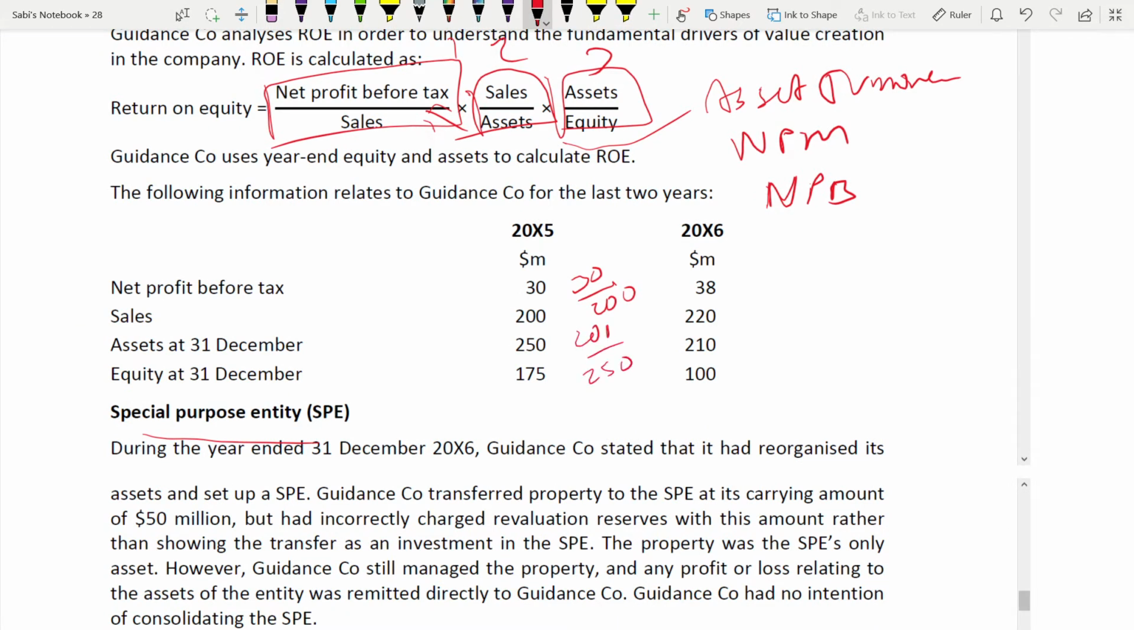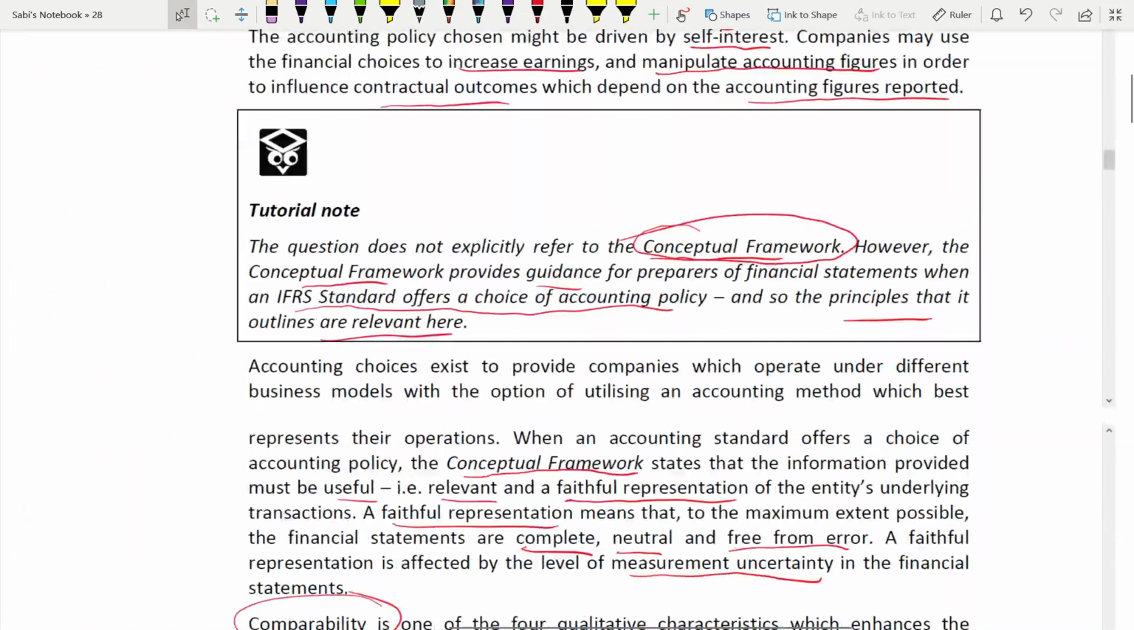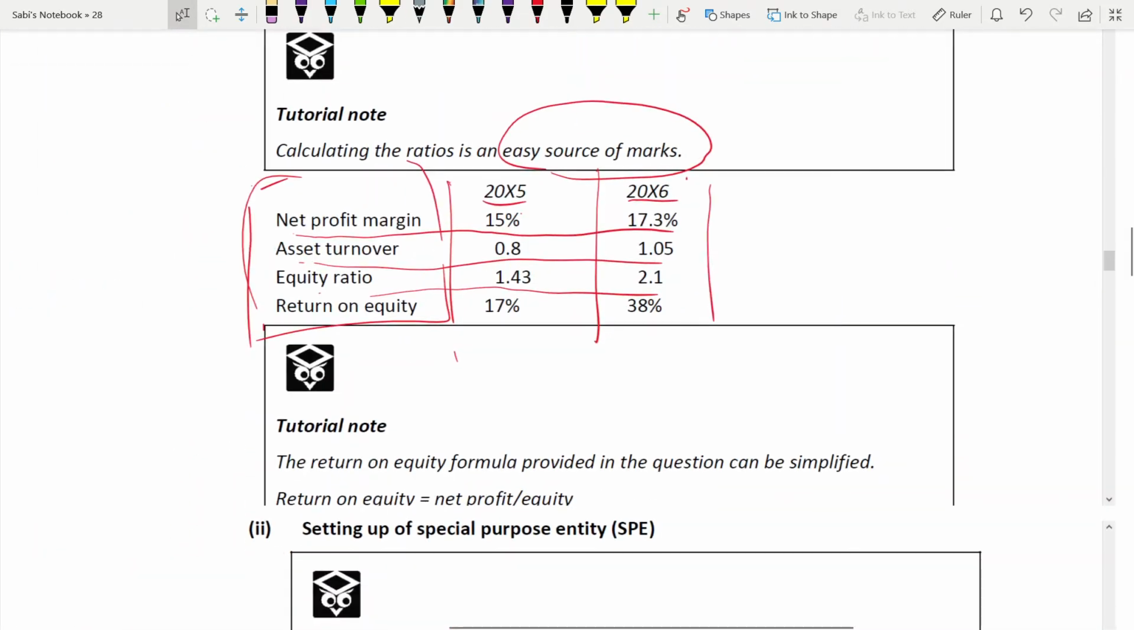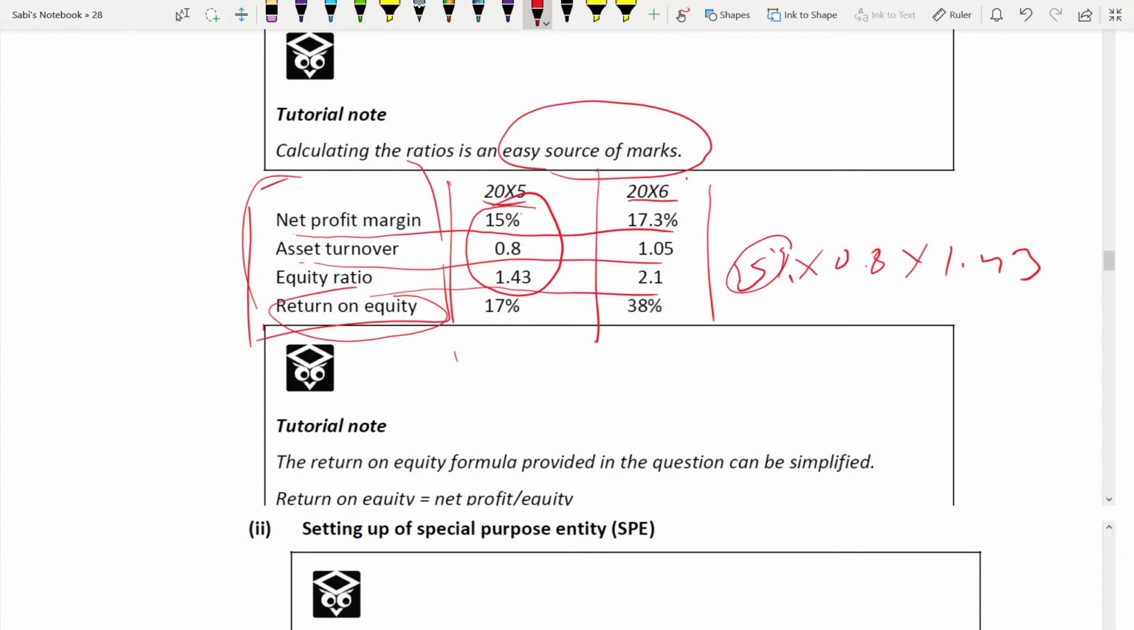And finally, the equity ratio, which is assets divided by equity. So assets 250 divided by 175, 1.43 something. It was 1.43. And how do you get return on equity? Very simple. Multiply all these three: 15% multiplied by 0.8 multiplied by 1.43. When you're taking 15%, you have to take it in decimal form: 0.15 into 0.8 into 1.43. You'll get 0.17, hence 17%.